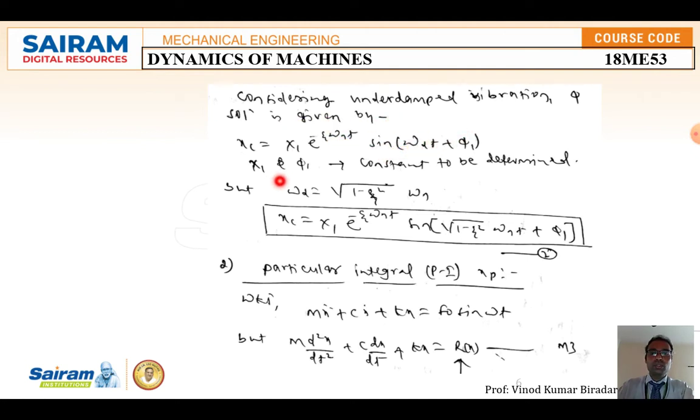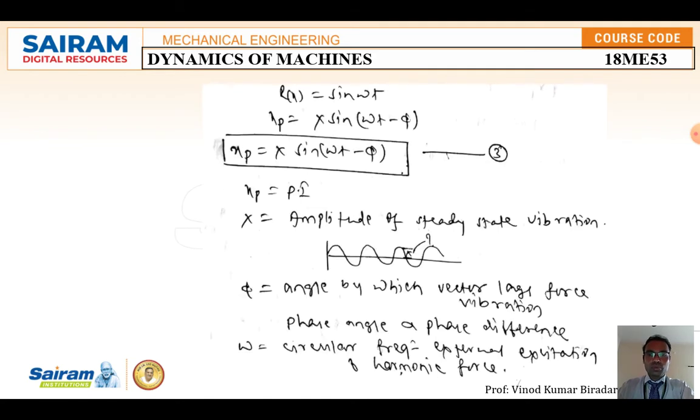Here x1 and phi 1 are constants to be determined. We have to derive the x1 and phi 1 equation. We know that omega d is equal to the square root of 1 minus zeta square times omega n. Substituting omega d, the complementary function is x c is equal to x1 e to the power of minus zeta omega n t sin of square root of 1 minus zeta square omega n t plus phi 1. That gives equation number 2.